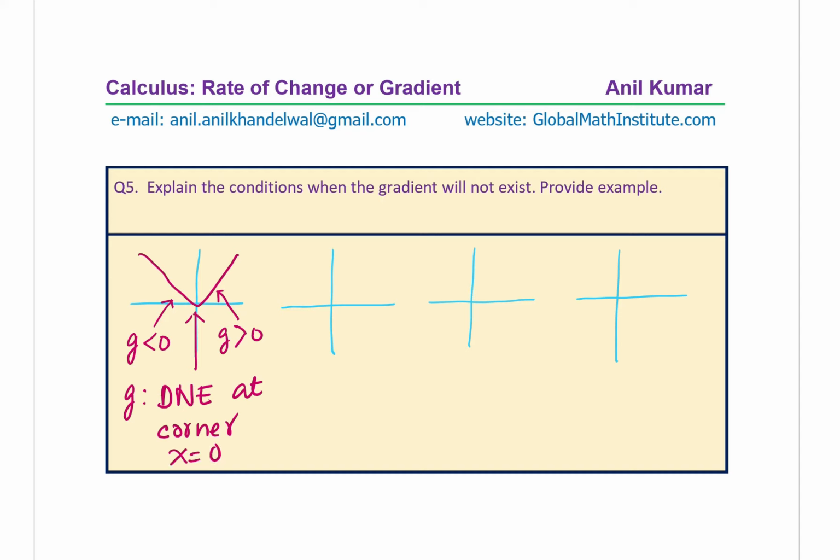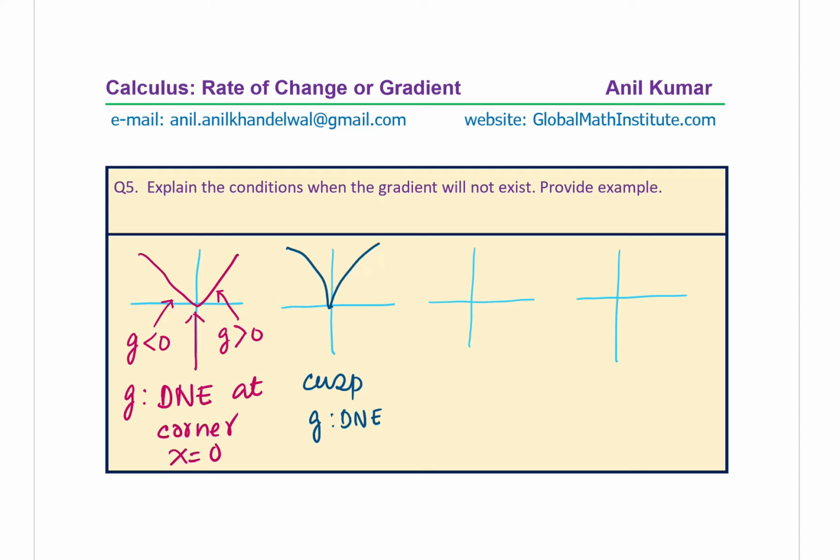Perfect. Now we could also have a situation where the graph looks like this. We call this a cusp, right? So this is called a cusp. And here also we have a similar situation. So we have g does not exist at a cusp.